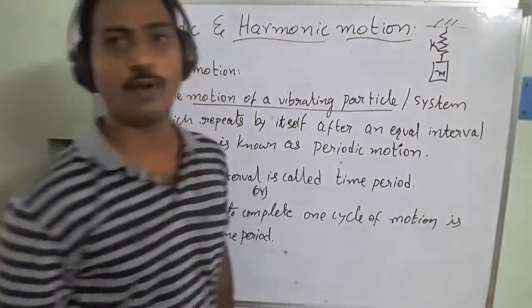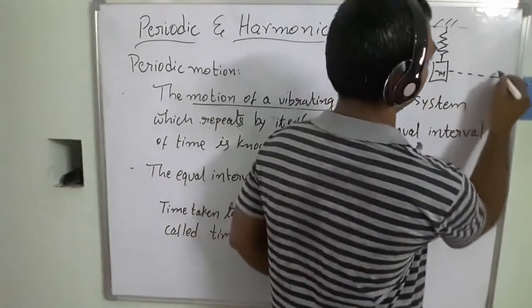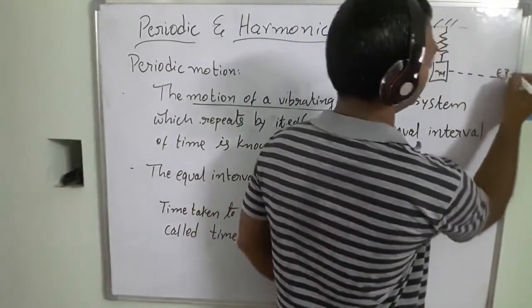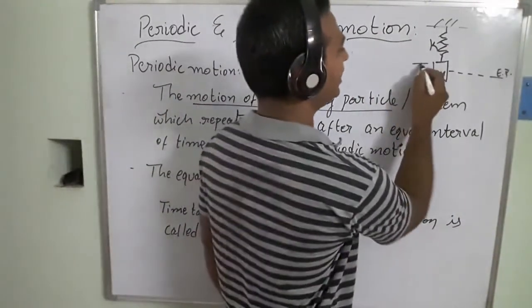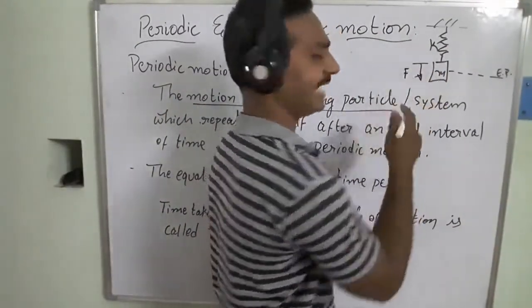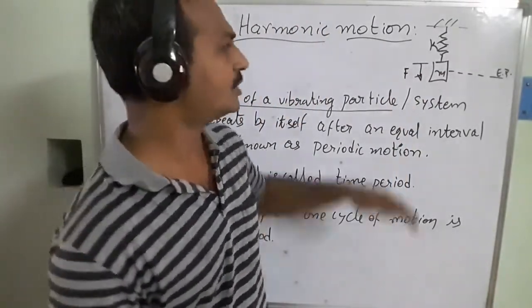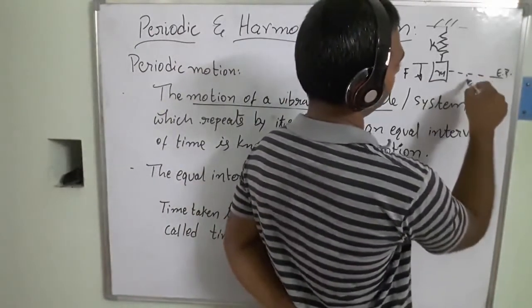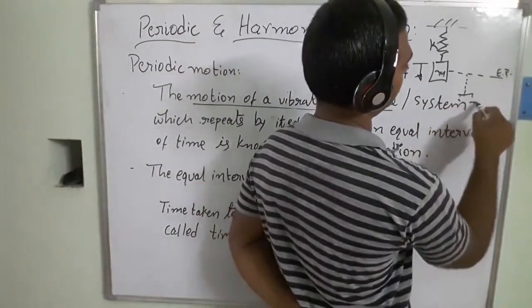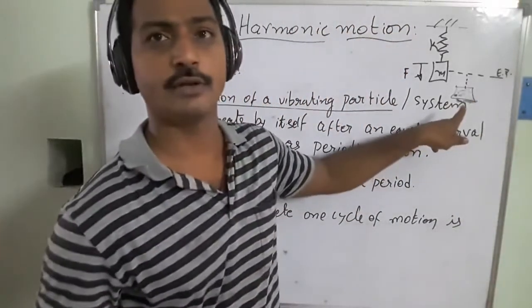So in this case what will happen? I am going to consider this the equilibrium position of the system. That is the equilibrium position, EP, I am going to call it. Then what will happen when I give an initial excitation to this system, that is, a force F for the initial displacement, and after that I remove it. Once you apply the force, the same system will reach this position, right?